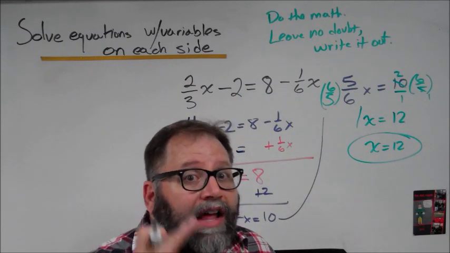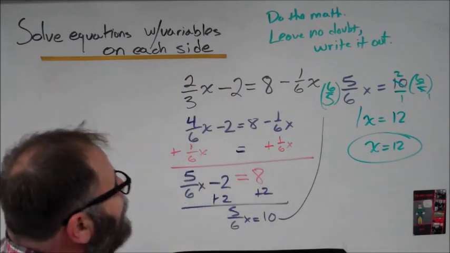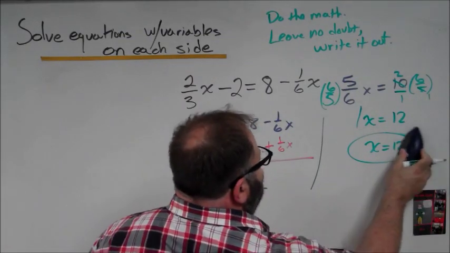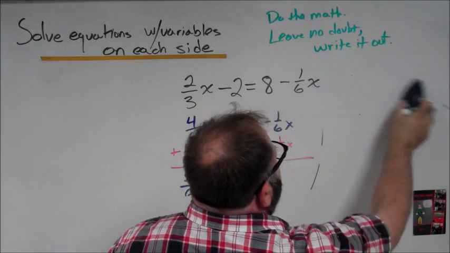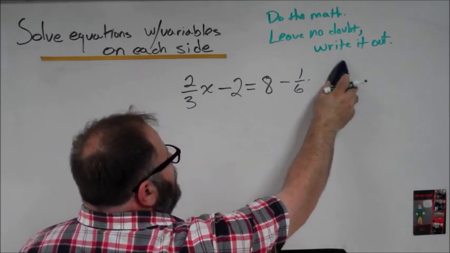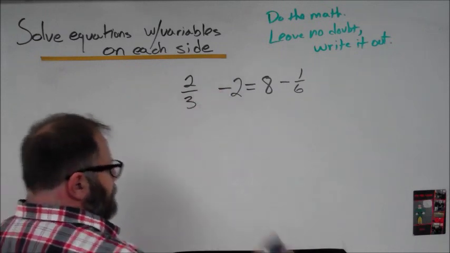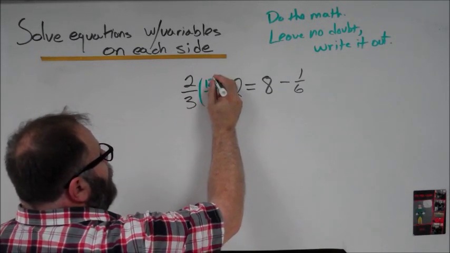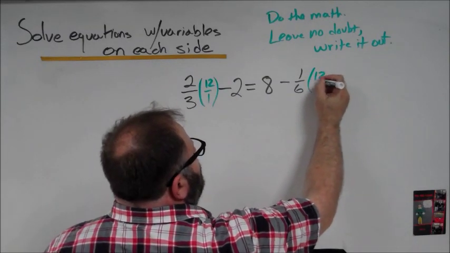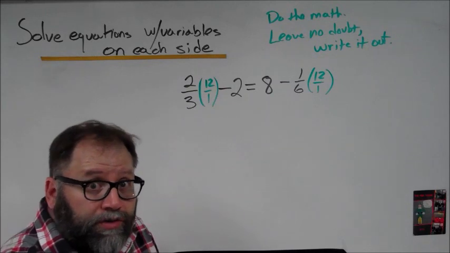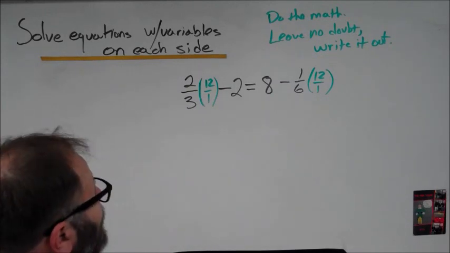Do you believe it? I believe it, but let's check it anyway. I'm going to go back to the original equation. Now you can't do this, but I have room here to do this. And what I'm going to do is I'm just going to substitute in for x. Let's do this. 12 over 1. And this, 12 over 1. And then let's just do the math. I mean, that's what we're here to do.